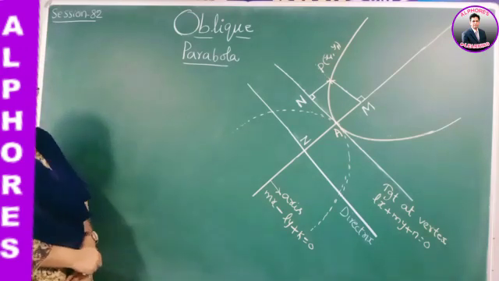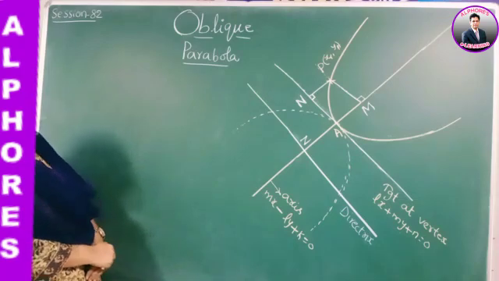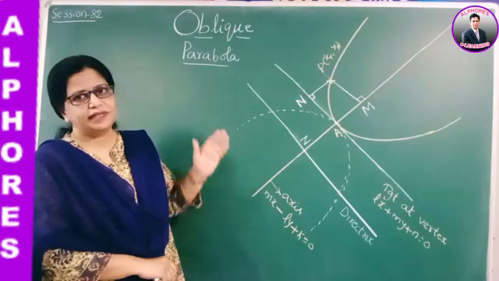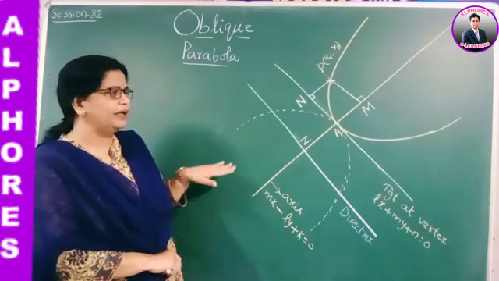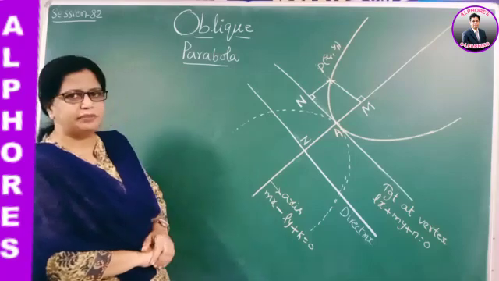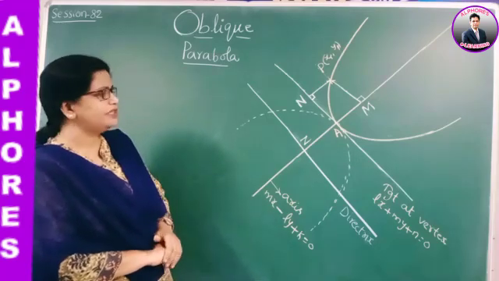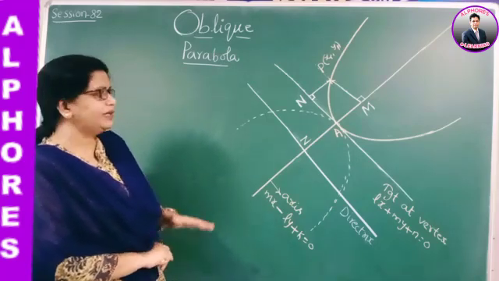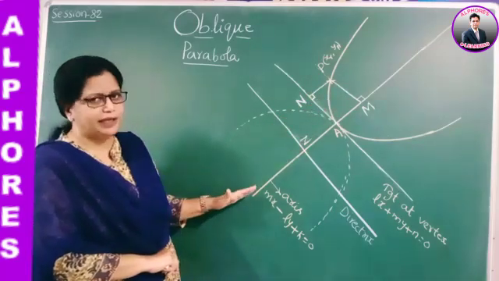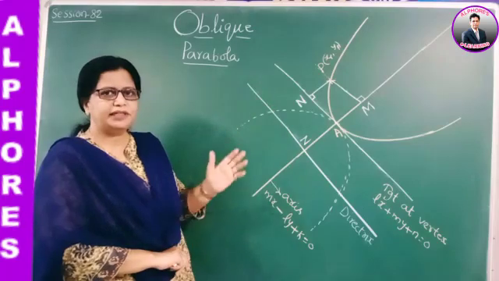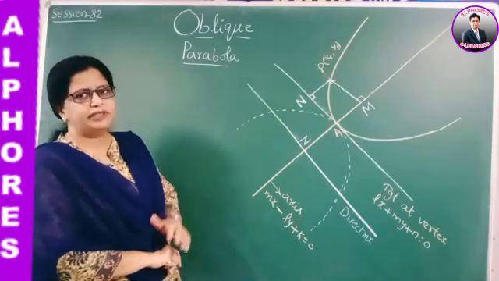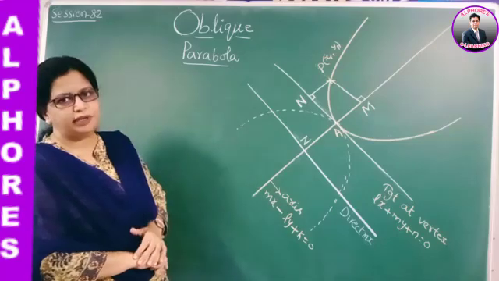In previous sessions we have discussed parabolas where the axis is parallel to the x-axis or parallel to the y-axis, or along the x-axis or along the y-axis. Now we want to discuss not only those parabolas, but sometimes parabolas have an axis like this, that means it is an oblique line, neither perpendicular to the x-axis nor to the y-axis. Then how are the equations, and what is the standard form of this oblique parabola, etc.